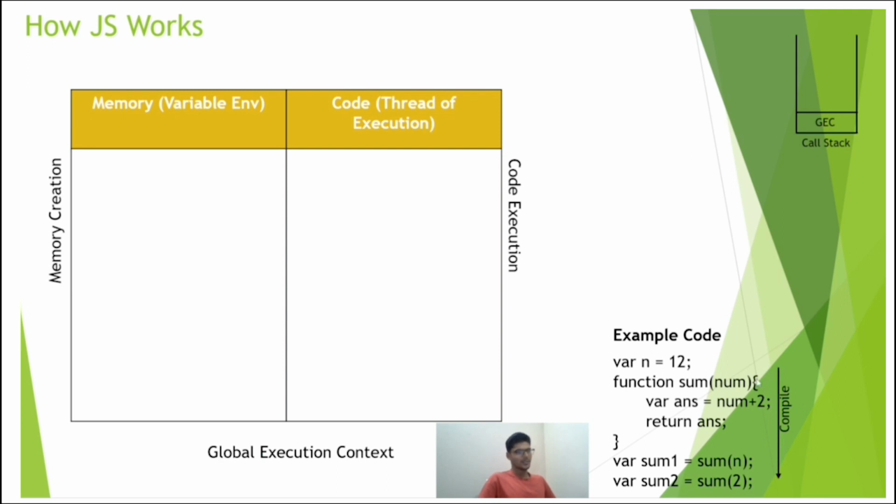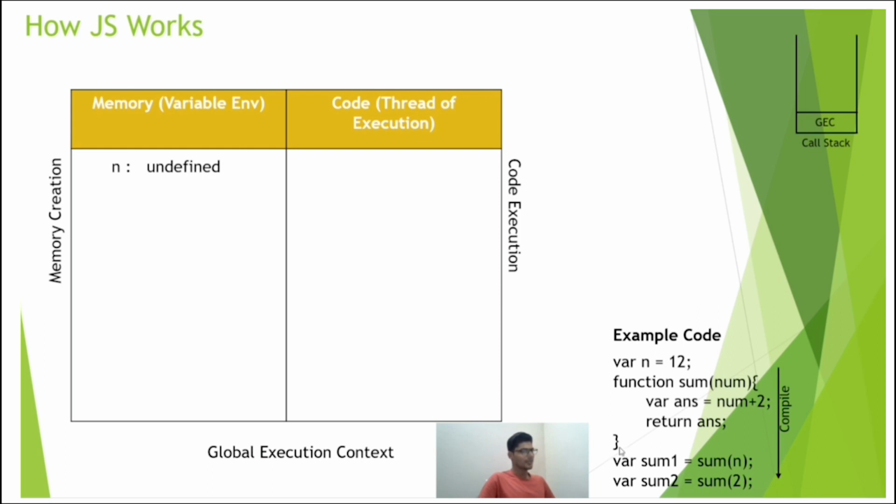So the first time, in the memory creation phase, for the variable n equal to 12, memory will be created for n, and a special value, undefined, is assigned to this n. This code has not run yet. This is the compilation phase only. So the first phase is memory creation, and n will be assigned the special value undefined.